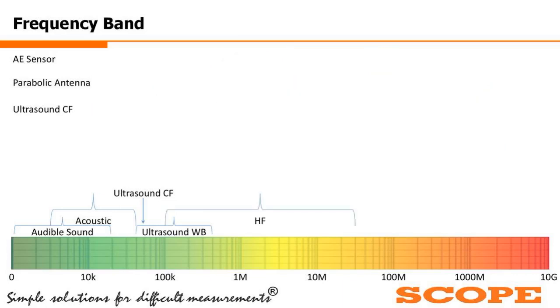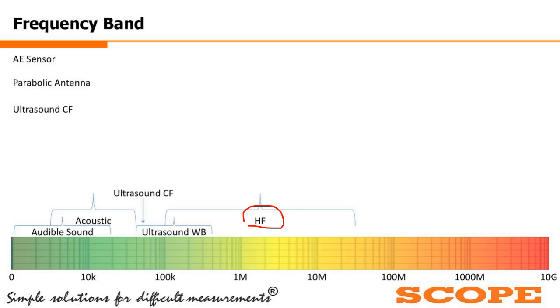Now going to the next band, as we can see, we have added the high frequency. High frequency is starting beyond the ultrasound, or it is the overlapping technology. Though we are talking ultrasound wideband can go up to 300 kilohertz, whereas the HF signal, or high frequency signal, can start from 100 kilohertz and go up to 20 or 30 megahertz.